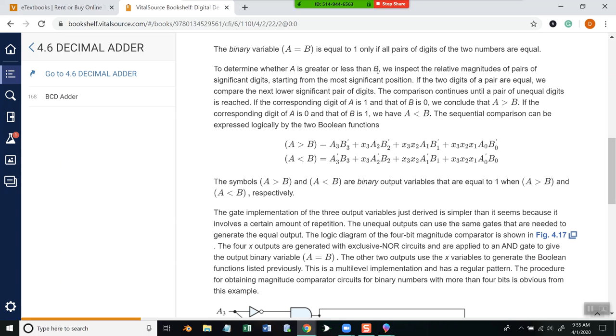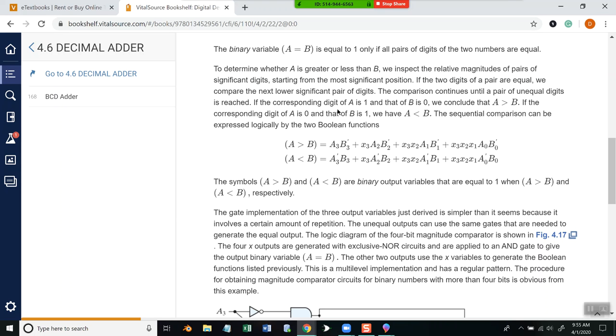To determine whether A is greater than or less than B, we inspect the relative magnitudes of pairs of significant digits starting from the most significant position. If the two digits of the pair are equal, we compare the next lower significant pair of digits. Comparison continues until a pair of unequal digits is reached. If the corresponding digit of A is 1 and that of B is 0, we conclude that A is greater than B.